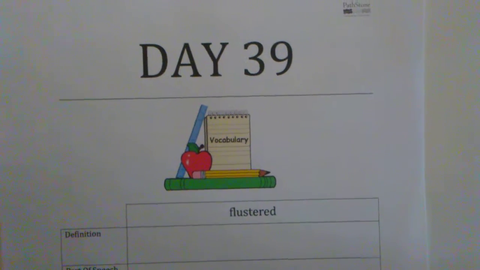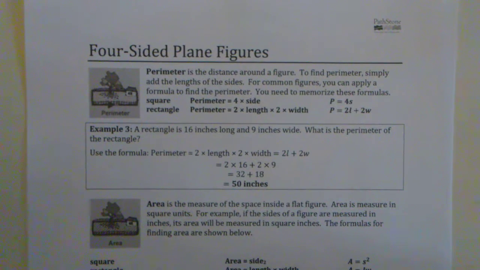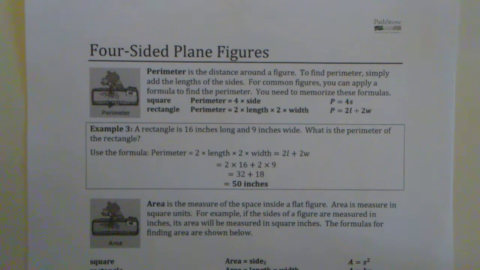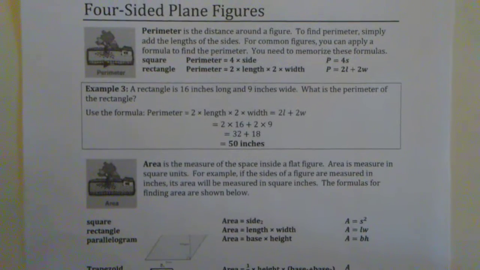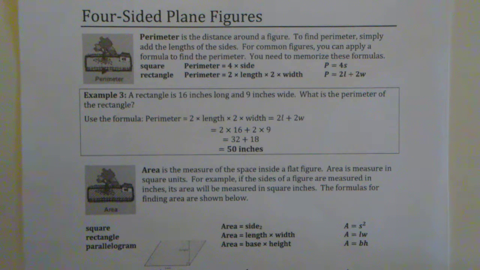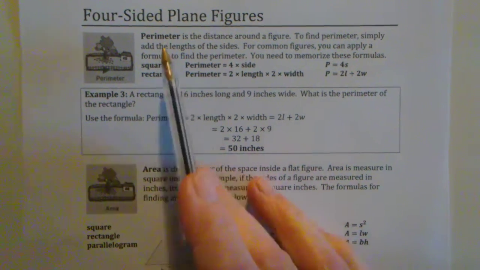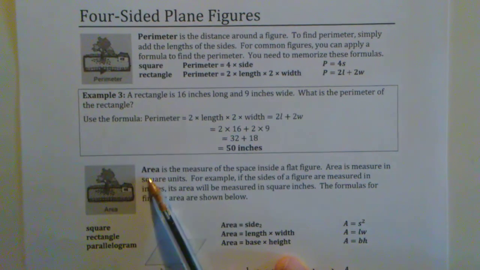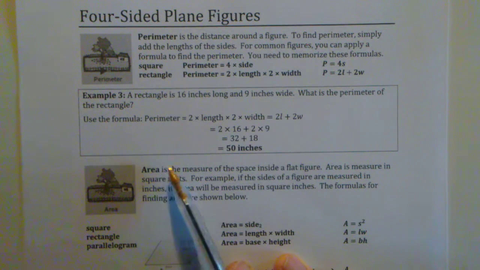Okay, so first, we're going to go over our explanation page. I'm on page 7 of 12 in day 39. Four-sided plane figures, and we're going to be talking about the perimeter and the area. So they have some formulas here, and you can see they're talking about perimeter first. Further down, they will talk about area.